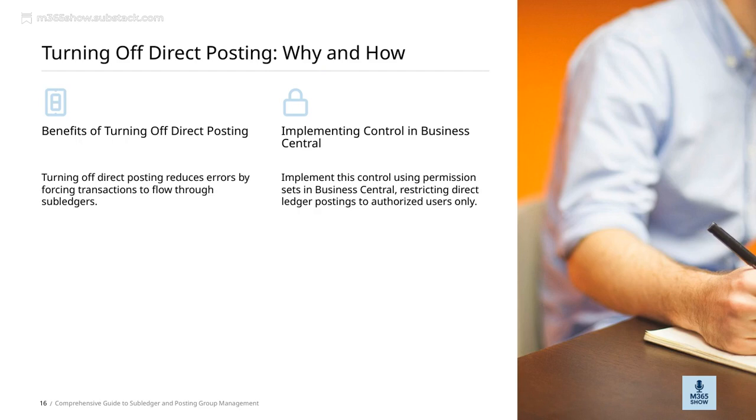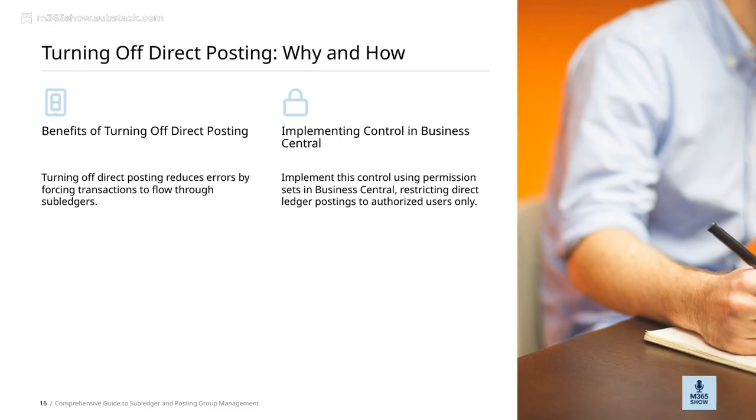Turning off direct posting isn't just about restriction, it also significantly reduces errors. When direct postings are turned off, transactions are funneled through subledgers first, giving us a chance to validate and review them before they hit the main ledger.